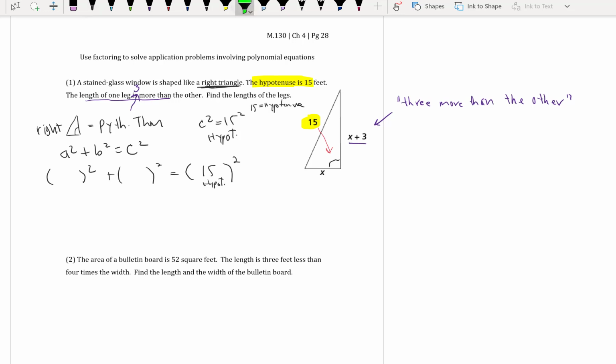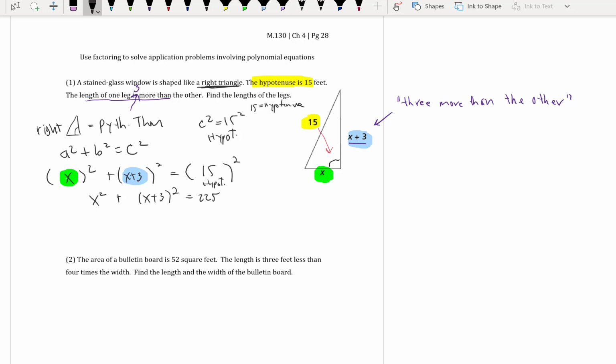Now what's going to go inside is, well, do you see this x? That's going to go in here. So I'm going to have x. Now we also have our other leg. That other leg is going to go in here, so that's going to be my x plus 3. So now you have x squared plus (x plus 3) squared is equal to 15 squared. But 15 squared is just 15 times 15, which is 225.